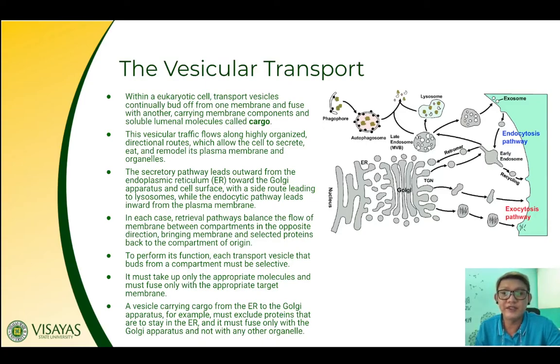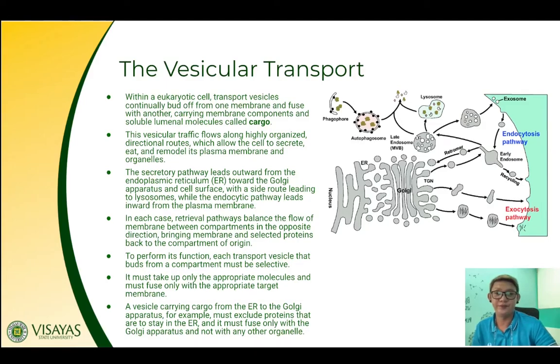So each transport vesicle that would bud from the ER must be very selective as well. They need to take up only the appropriate molecule and also fuse with the appropriate target membrane. Otherwise, it will be a waste of energy and materials. A vesicle carrying cargo from the ER to the Golgi apparatus, for example, must exclude the proteins belonging to the ER and must take only the proteins or other materials that are needed at their destination.